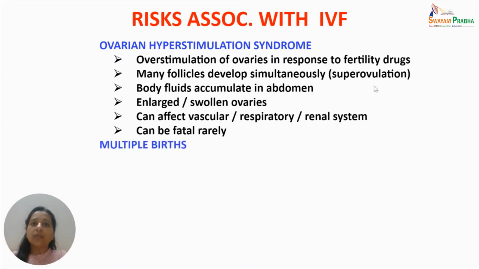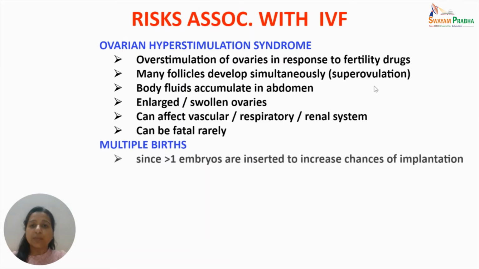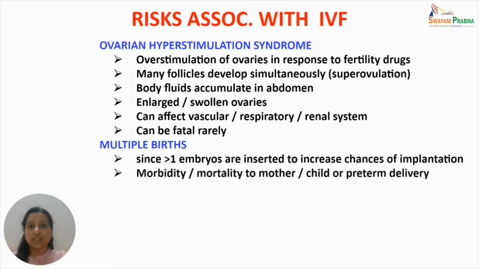The second risk associated with IVF is multiple births. Since more than one embryo is inserted in the uterus of the mother so as to increase the chances of implantation, it may lead to implantation of more than one embryo, which leads to a burdening of the uterus. Thus, it causes morbidity or even mortality to the mother, sometimes to the child, or it can even lead to preterm delivery of the child.